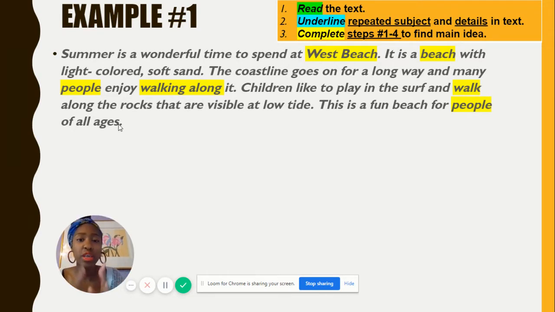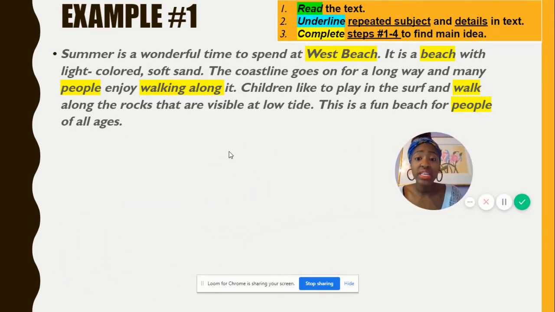Now, I've already highlighted prior just to guide us. Summer is a wonderful time to spend at West Beach. It is a beach with light colored soft sand. The coastline goes on for a long way, and many people enjoy walking along it. Children like to play in the surf and walk along the rocks that are visible at low tide. This is a fun beach for people of all ages. So now our goal is that we need to find the main idea. But before we do that, second step, underline repeated subject and details in the text.